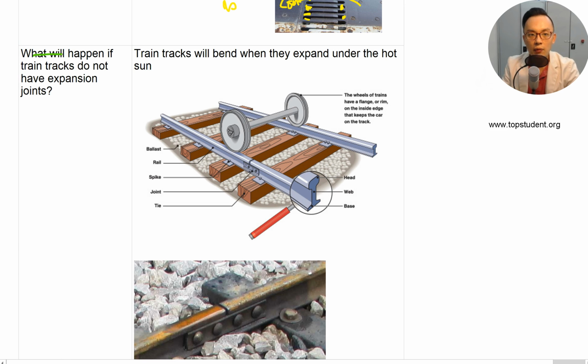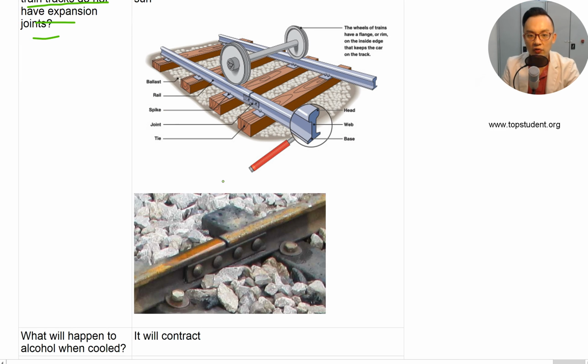All right, let's look at this one. What will happen if train tracks do not have expansion joints? Now this is the expansion joint of a train track. This one, these 4 nuts over here, right? Can you see this hole over here? This is where the train tracks will be able to expand and contract. Now, solids will not expand and contract a lot because they have a definite volume after all. So their expansion and contraction is very little. So this small space over here is already enough for the train tracks to expand and contract.